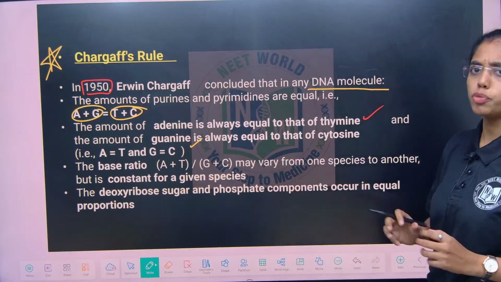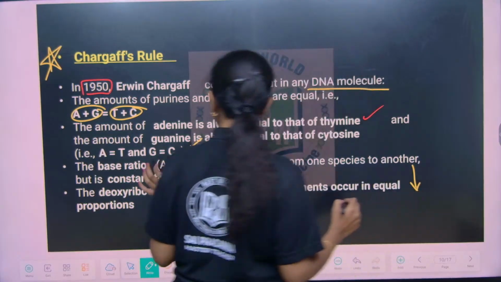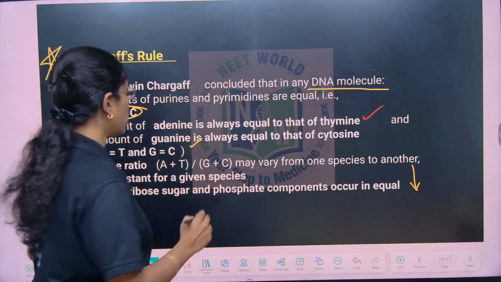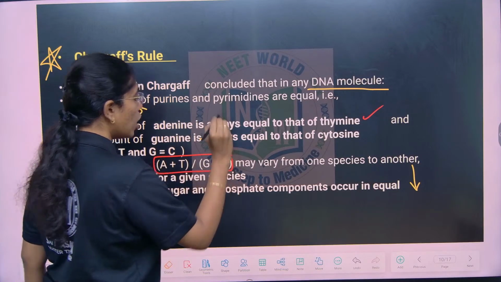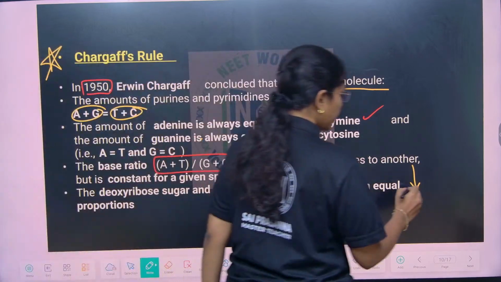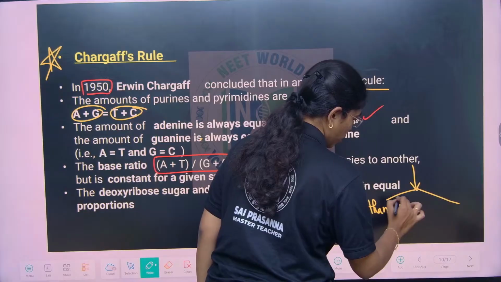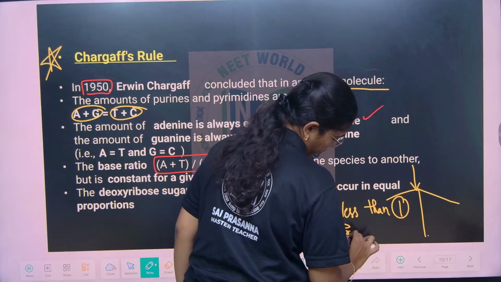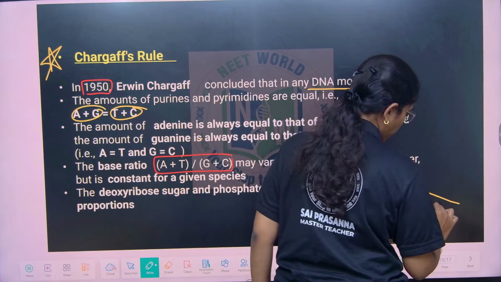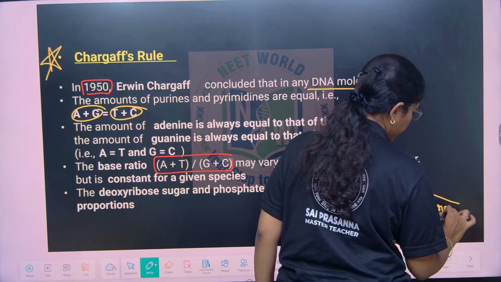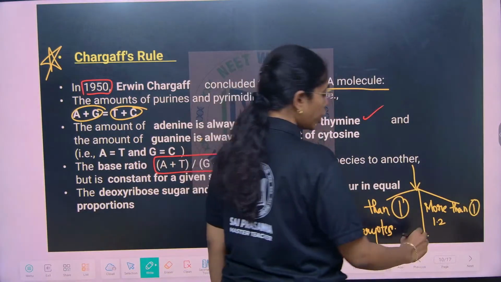So, from here he has drawn out a base ratio, that is A plus T by G plus C. It may vary from one species to other species. The ratio of adenine plus thymine by guanine plus cytosine varies between different species. It can be less than 1 in prokaryotes. In eukaryotes it can be more than 1, around 1.2, on a human DNA.